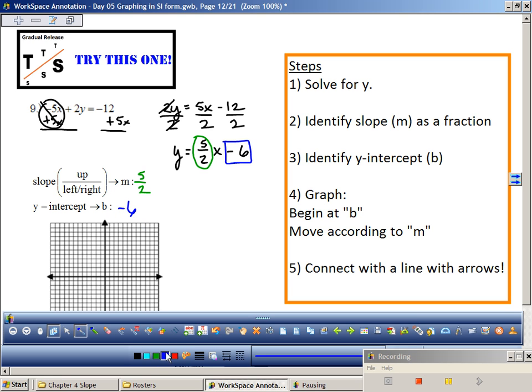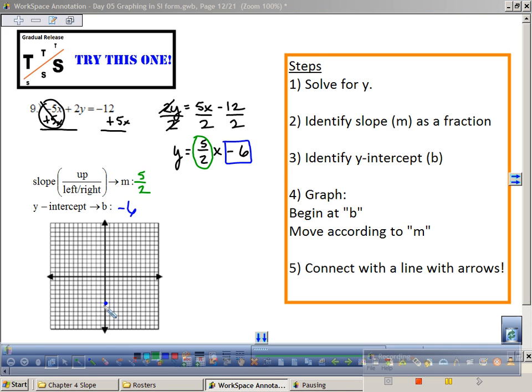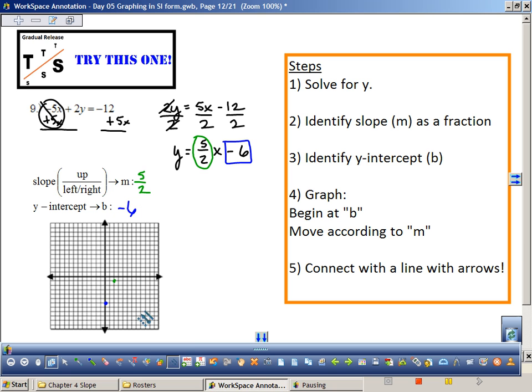How about Gilbert? Where am I going to begin? -6. 1, 2, 3, 4, 5, 6. And Andrew, where am I going to move? I started at -6. Where am I going to move? 1, 2, 3, 4, 5. And which direction am I going to go? To the right. The positive slope. Questions on that one?